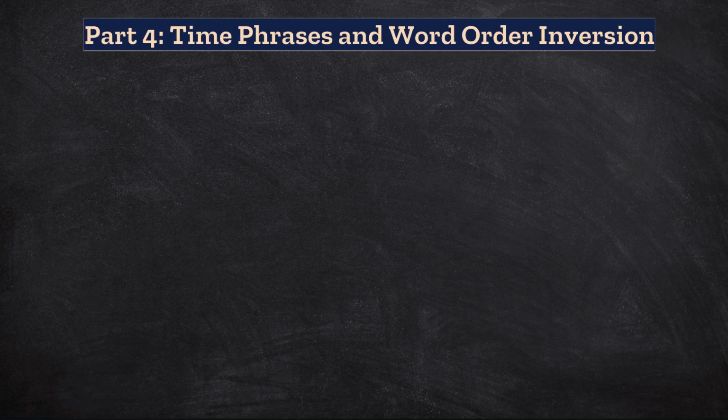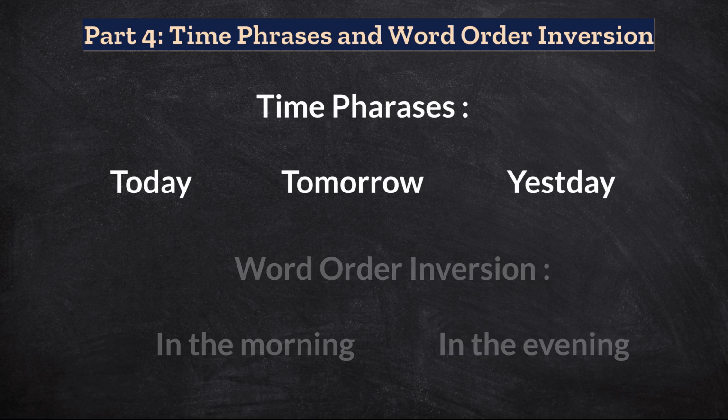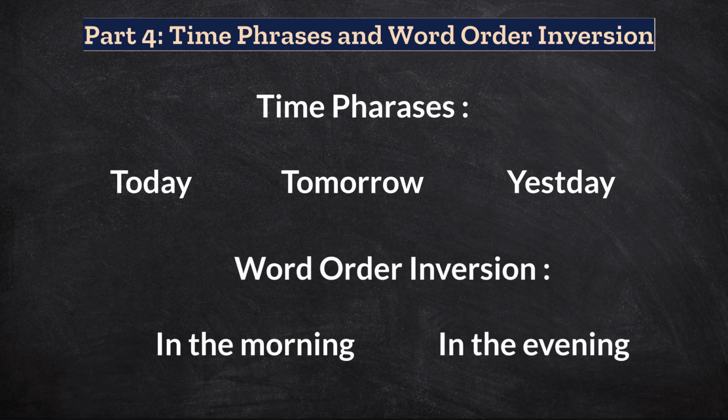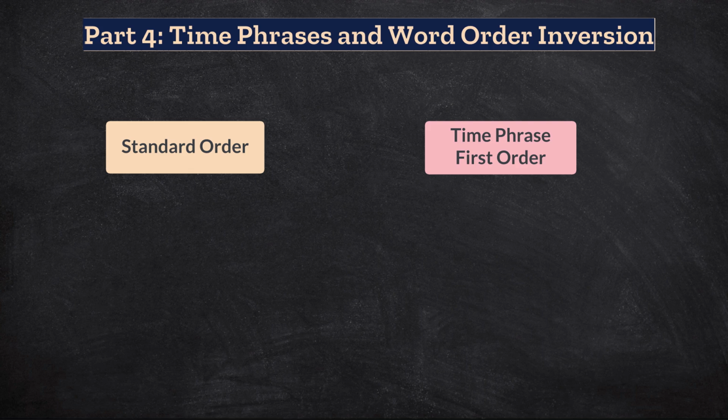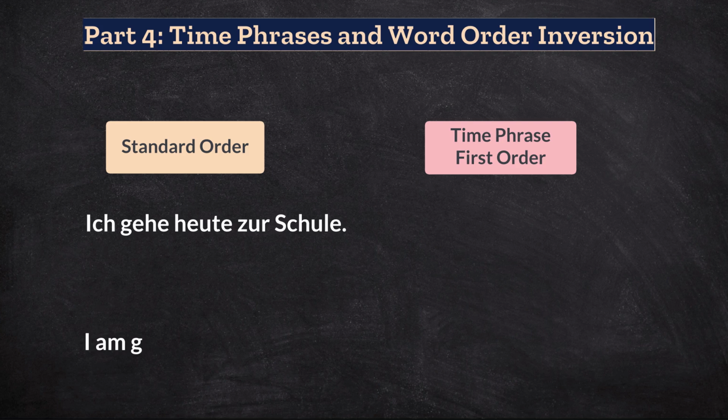Now let's learn part 4, time phrases and word order inversion. In German, you can start a sentence with a time phrase like today, tomorrow, yesterday, or in the morning or evening to emphasize when something happens. For example, this sentence, Ich gehe heute zur Schule, means I am going to school today.